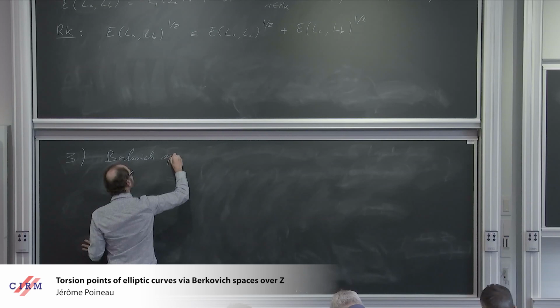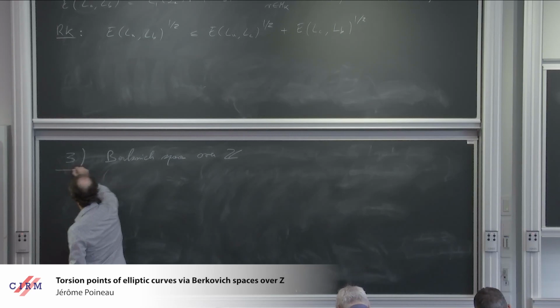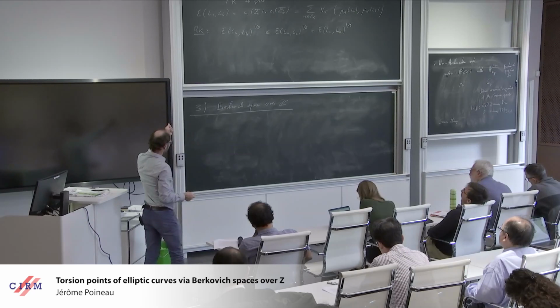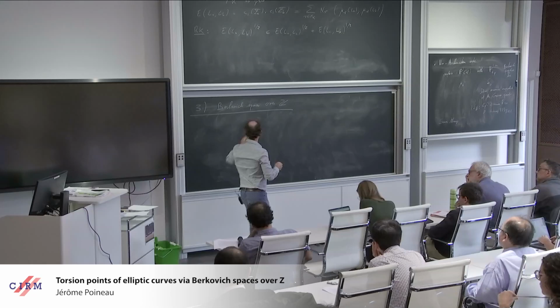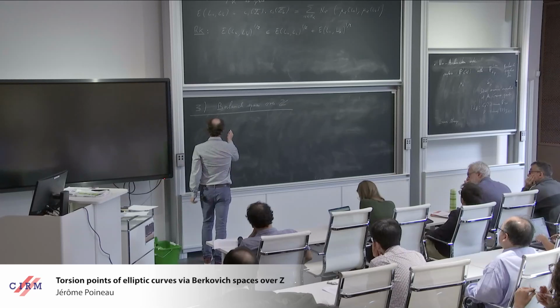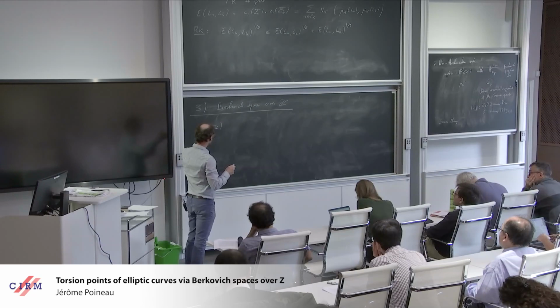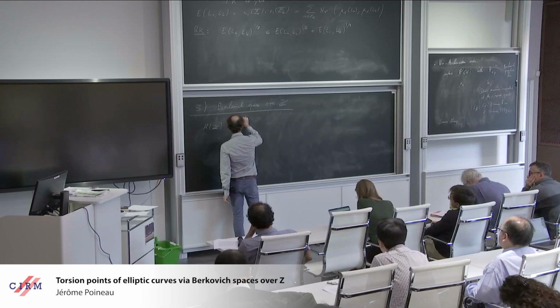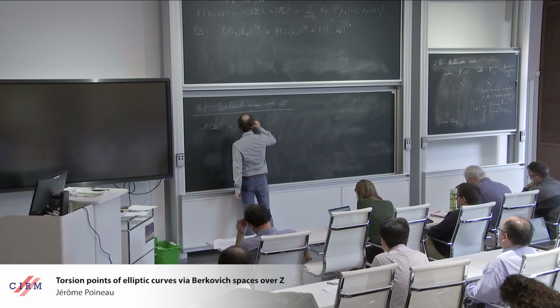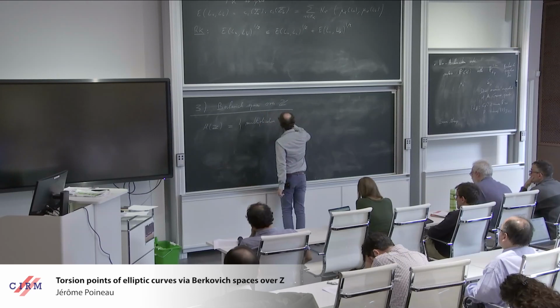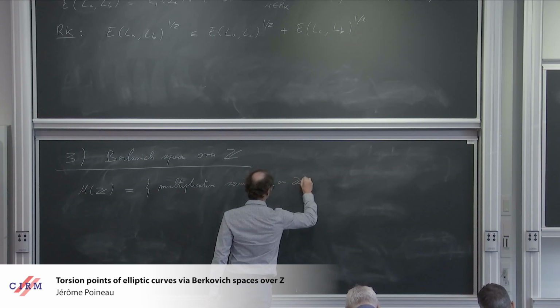So maybe it's an object that's slightly less common than Berkovich spaces over a field. So I will spend a few minutes telling you a bit more about that. Let me start with the basic object, the dimension zero space, so to speak, which would be the spectrum of Z in the sense of Berkovich. The definition, just to say it quickly, is the set of multiplicative seminorms on Z. Okay.